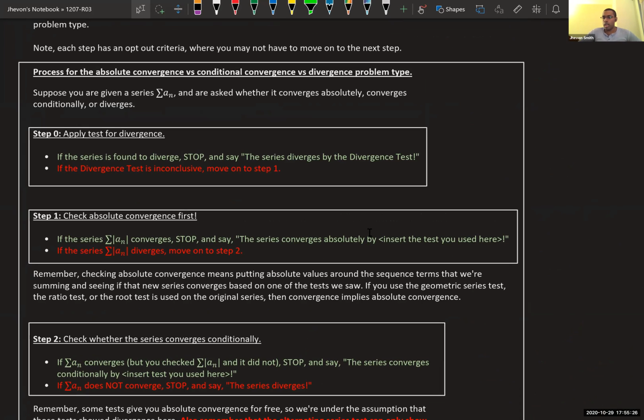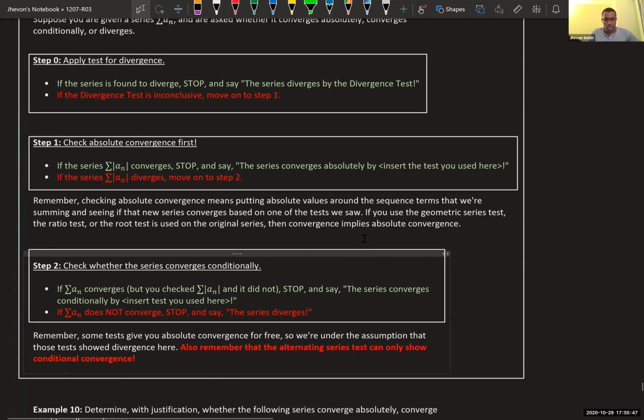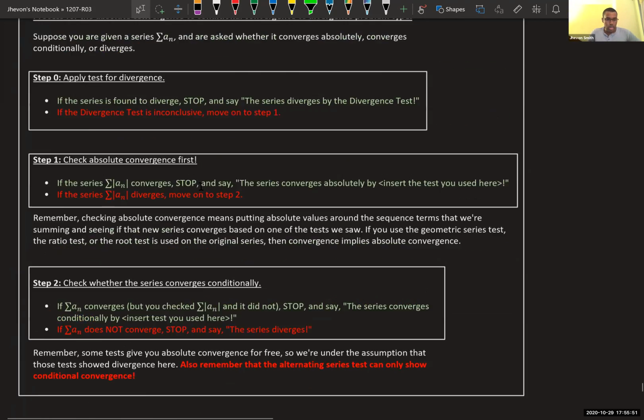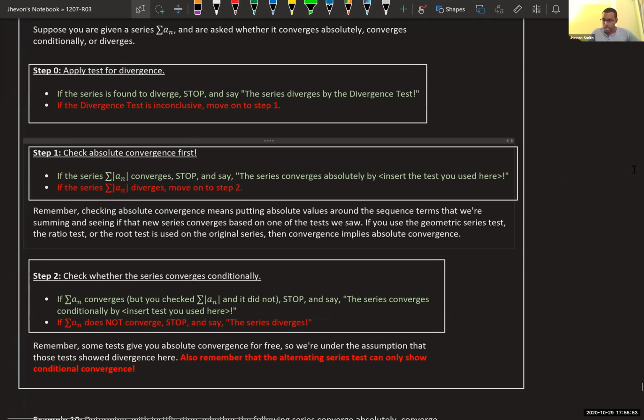So there are times when I will give you a series or a bunch of series, and I won't even just say, do they converge? I'll ask you to specify, do they converge absolutely? Do they converge conditionally? What is the kind of convergence? Or do they diverge altogether, right? And so that's where we are right now. And everything you need to know about that is actually in this table, and there are some examples here that we're going to go over, but it all begins with this table.